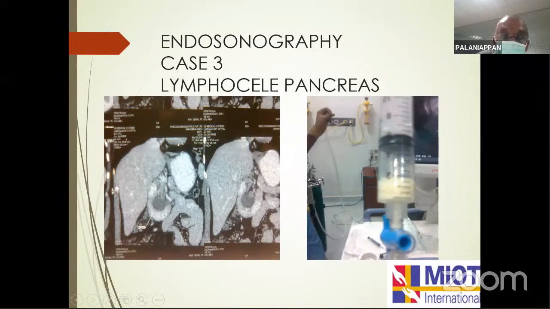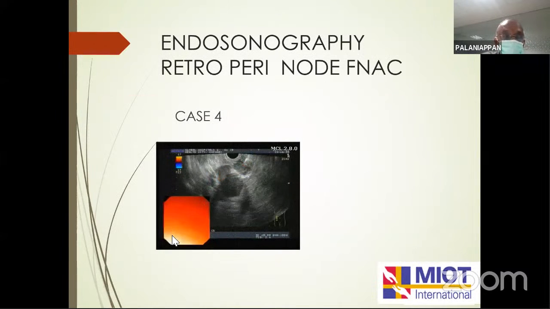The fluid was milky white. So then we understood that this is nothing to worry. Lymphocele of pancreas. So what was thought as maybe something else on imaging turned out to be a purely benign issue. So these are all the cystic lesions.